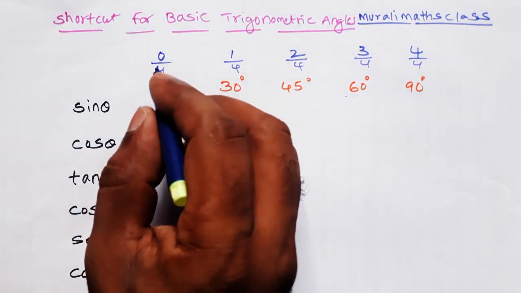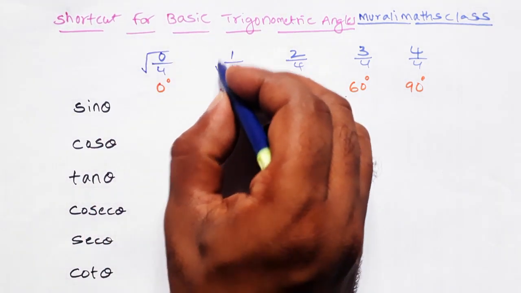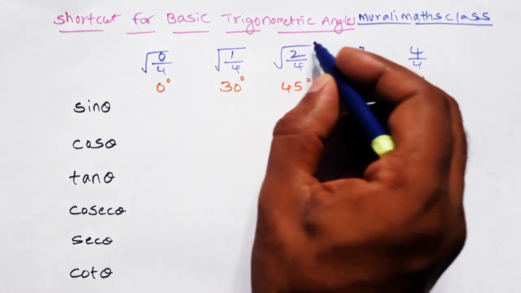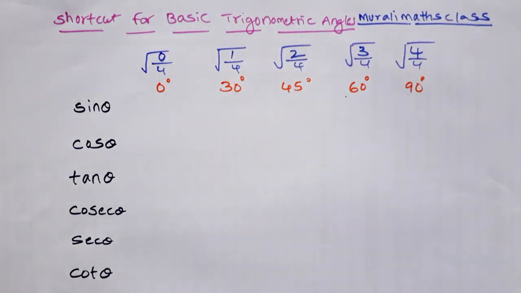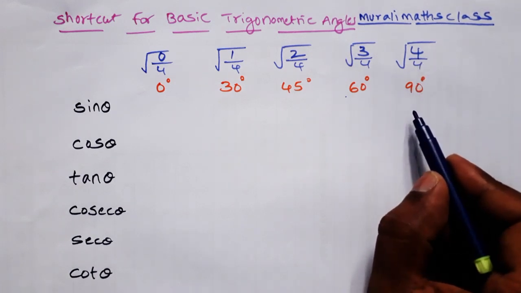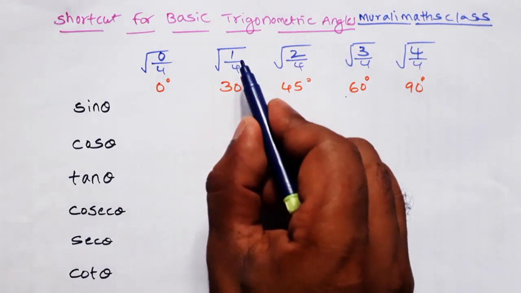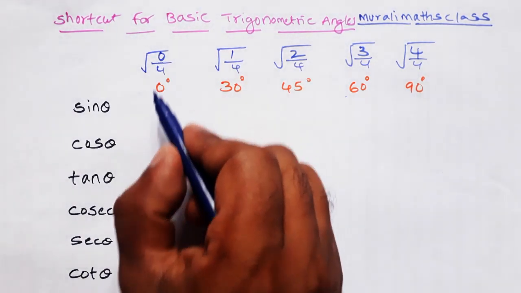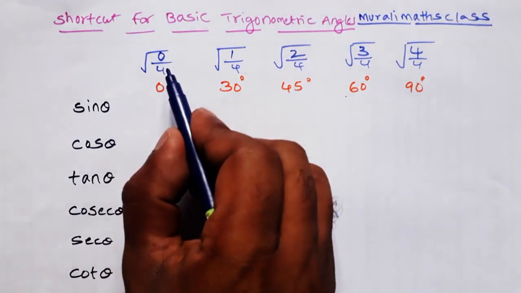The last step we have: apply square root for all. Apply square root for all. That's it. Now these values we have to write here, this value right here, this value right here, this value right here, and this value we write here. That's it. So one by one you will solve now.